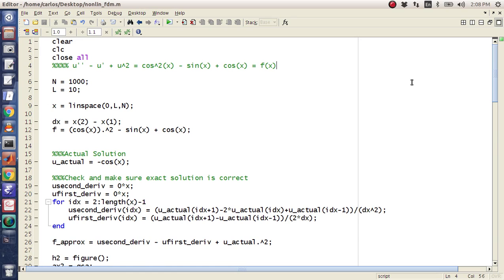If you want, just skip ahead to minute. I'll put a time here. Skip ahead to this time here, and you can see the actual solution that works.